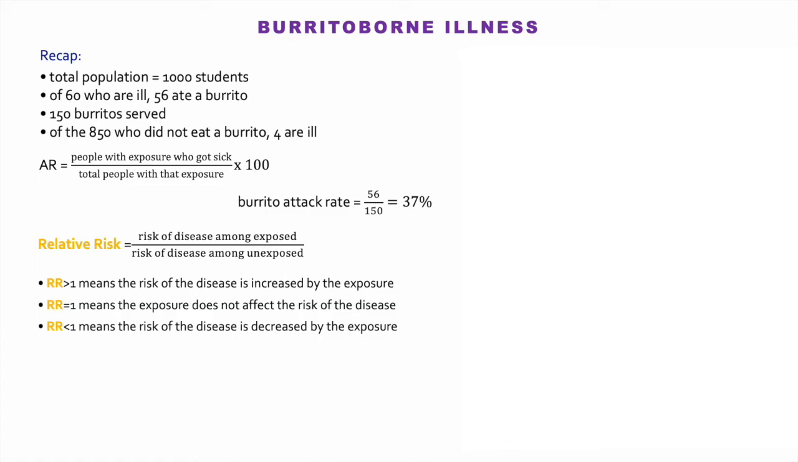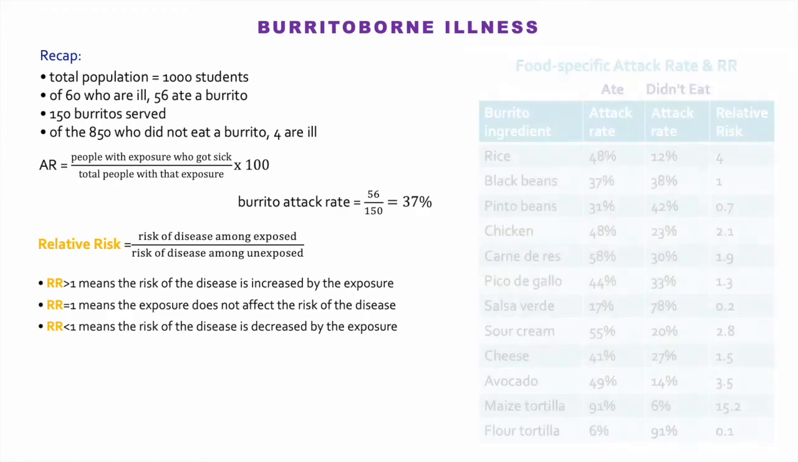Relative risk can be calculated by dividing the risk of disease among those exposed by the risk of disease among the unexposed. If a relative risk is greater than 1, that means the risk of disease is increased by the exposure. A relative risk equal to 1 means the exposure does not affect the risk of disease. And a relative risk less than 1 means the risk of disease is decreased by the exposure.